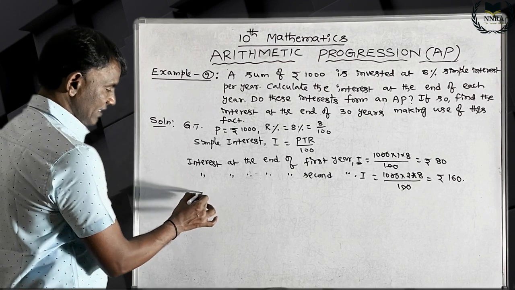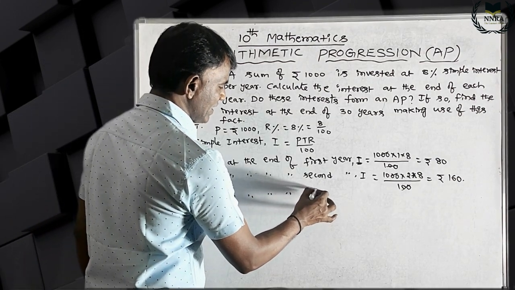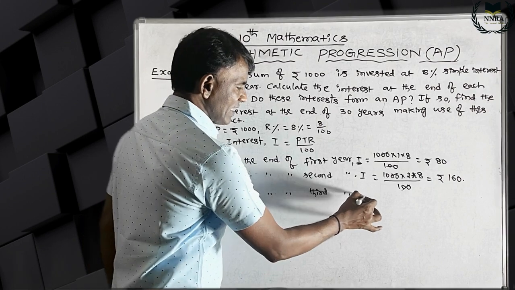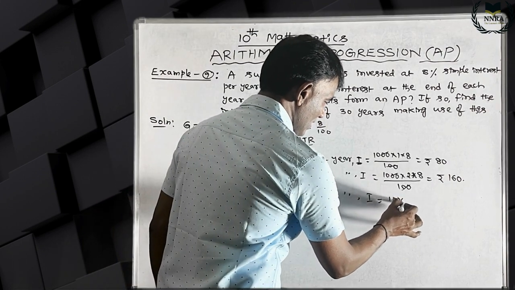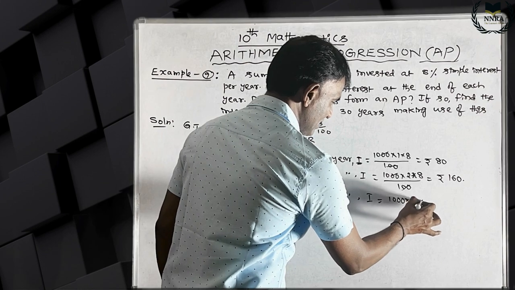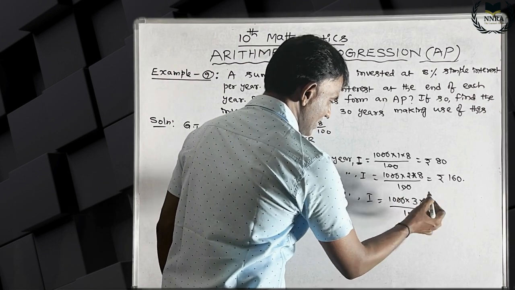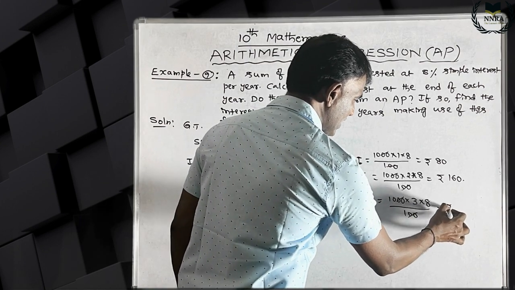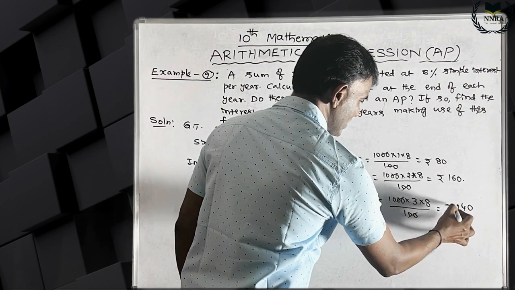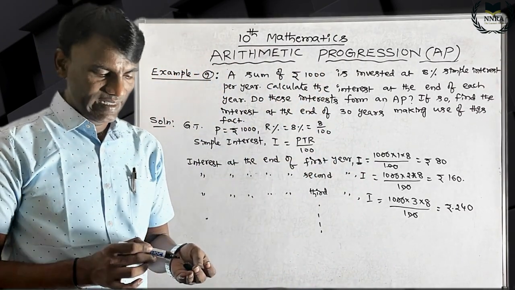And then interest at the end of third year. So again I equal to, what is that? 1000. T value is 3 into 8 divided by 100. Again 2 zeros get cancelled. So 8 into 3, 24. 24 into 10 is 240 rupees. So and so on. So these are the values of interest.